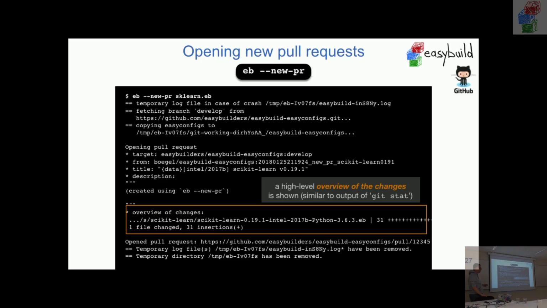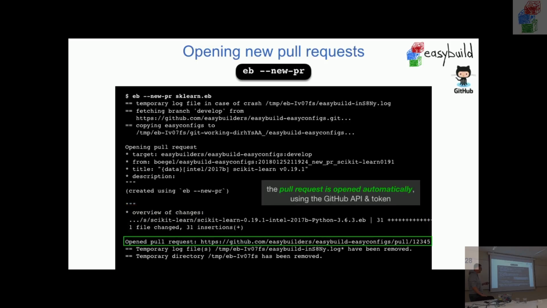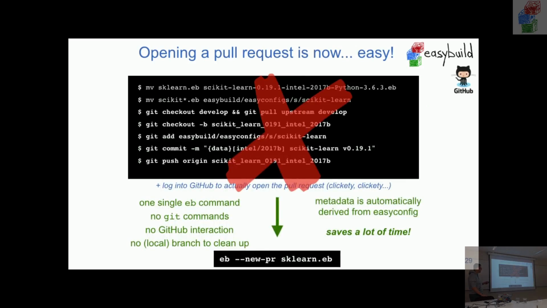It shows you the overview of what's included in the branch. So here we're adding one single easyconfig file with all new lines, so we're not changing an existing one. And it will open the pull request and give you the link to the PR on GitHub. So basically all of this, and this is very short. If you know what you're doing, you can do it with like 7 commands. Now it's just one command, very short. And you don't have to do all of the renaming and checking and make sure everything is okay. That helps a lot. No Git interaction, no GitHub interaction.